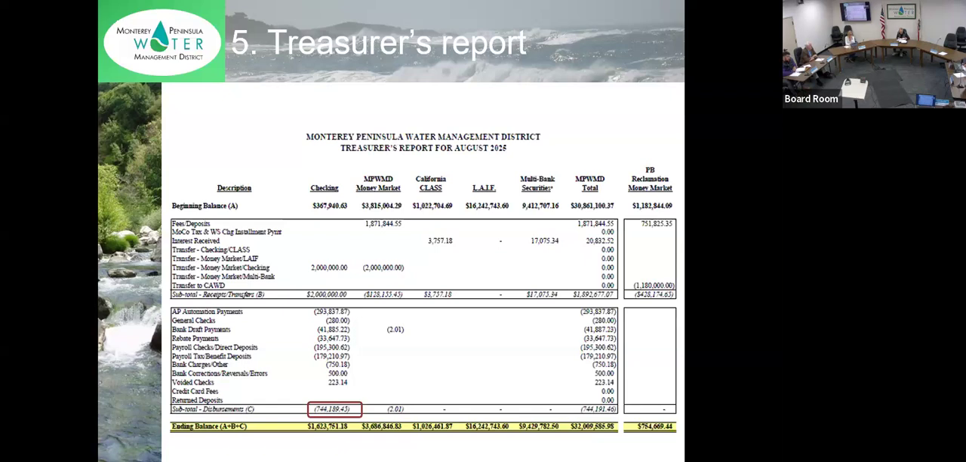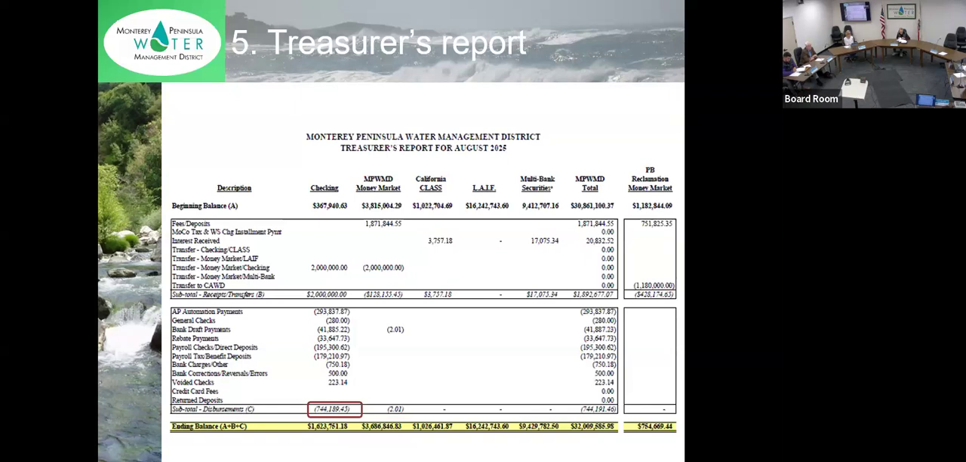Yeah, we put the reserves at the end of the fiscal year before we started the audit. And we can touch upon this in item number 5 or 6, when we talk about reserves. But reserves are as expected for the last fiscal year.